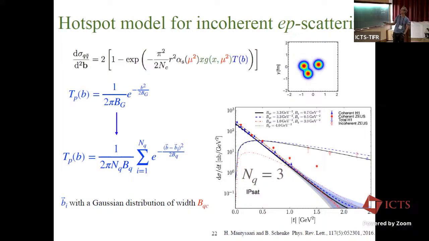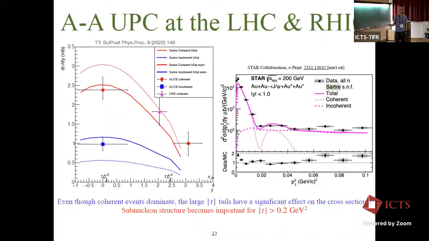And with that, you can describe incoherent diffraction on the proton very nicely. So this gives you the right amount of fluctuations if you tune your parameters correctly. And we can implement that in Sartre for EA, which we have done. We see in this plot, for example, that the Alice incoherent data got, of course, improved when we added more fluctuations. And these fluctuations become important for T larger than 0.2 GeV squared.